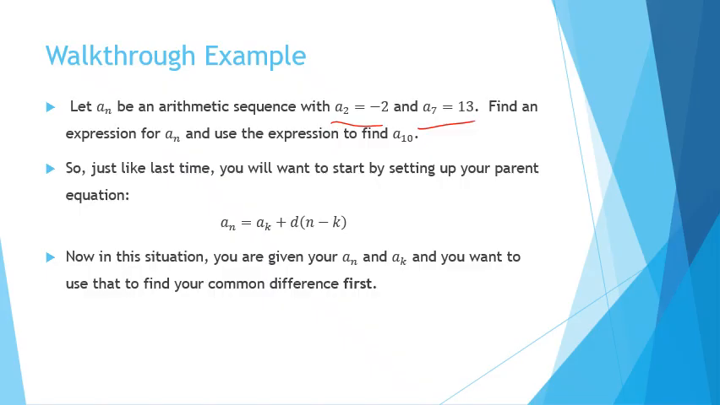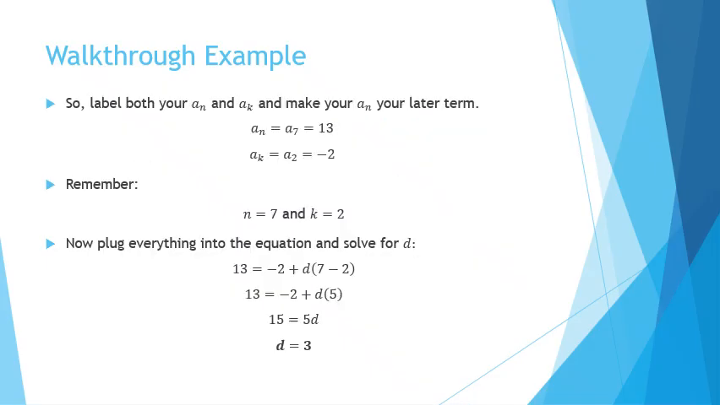Right, so first set up your equation. So a of n equals a of k plus d times n minus k. Once we have that, we want to plug in everything in the equation except for d, because that's what we want to solve for. So we want to find an a of n and an a of k to plug in. Remember, a of k is going to be your earlier term or starting term, and a of n is going to be your ending term or your later term.